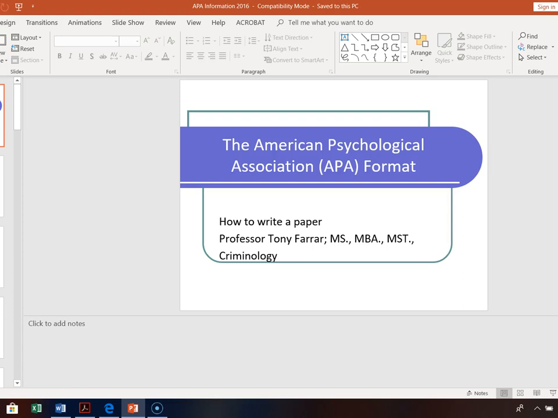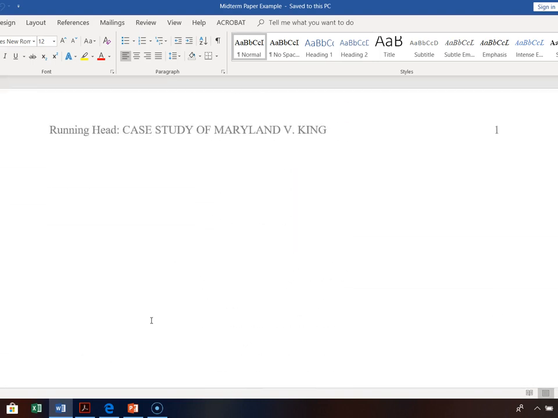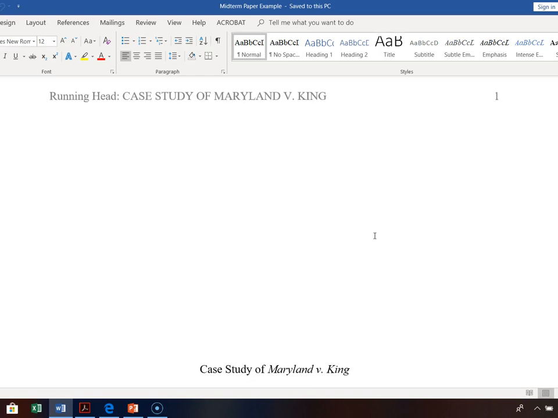Okay, now with that being said, I wanted to show you a couple of examples of a paper. So here's an example of an actual essay done by a former student. And as you can see at the top, it has the running header. And what they're doing here is the Maryland versus King case. And some of you may actually be doing this. So I'm not going to show you all of it, but I wanted to show you what it looks like, because I think this will put you at ease, because we've discussed it, but sometimes visually looking at it will help. So we've got the running header.